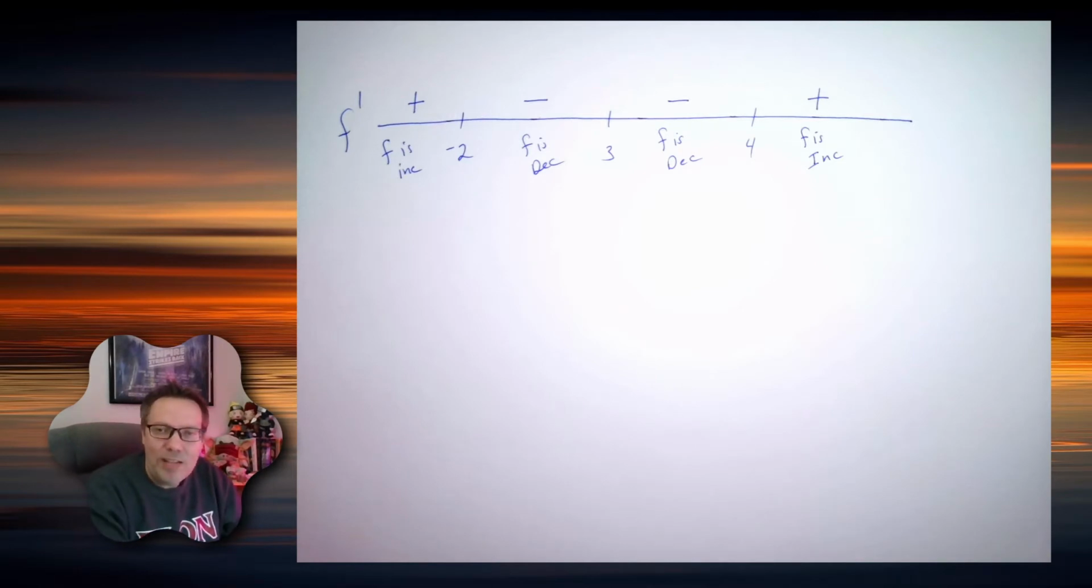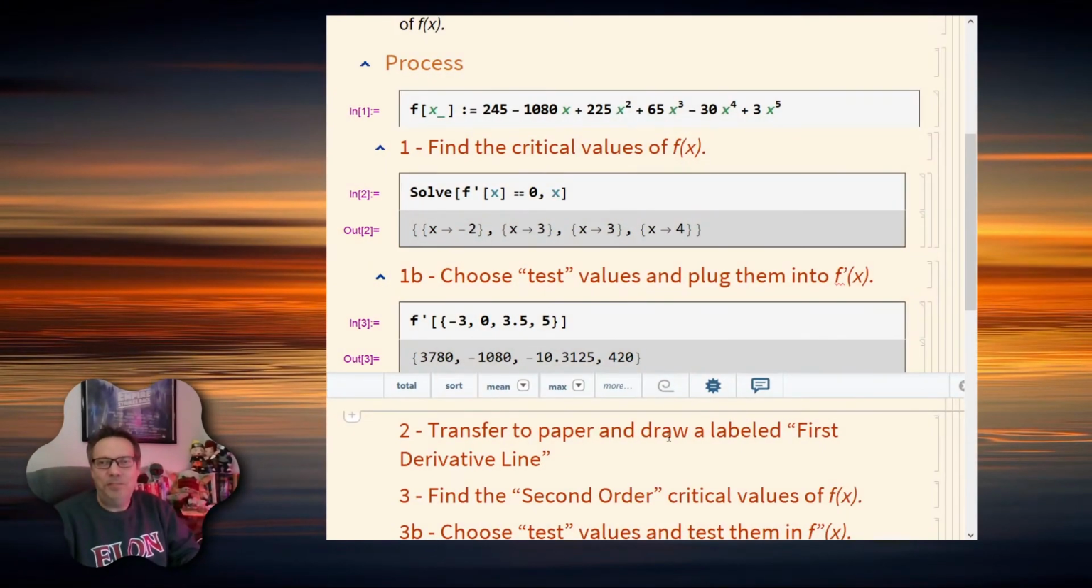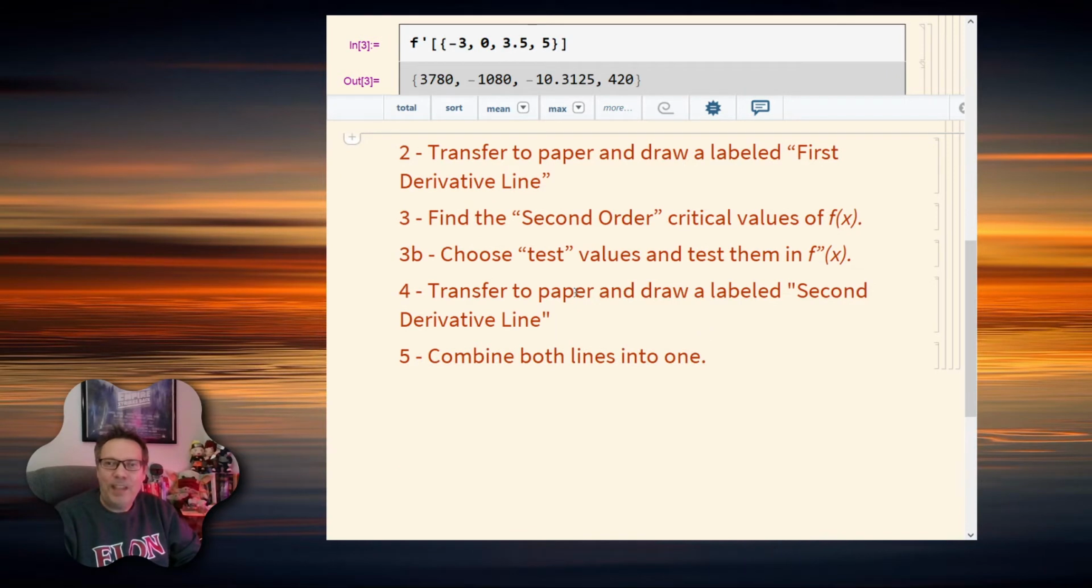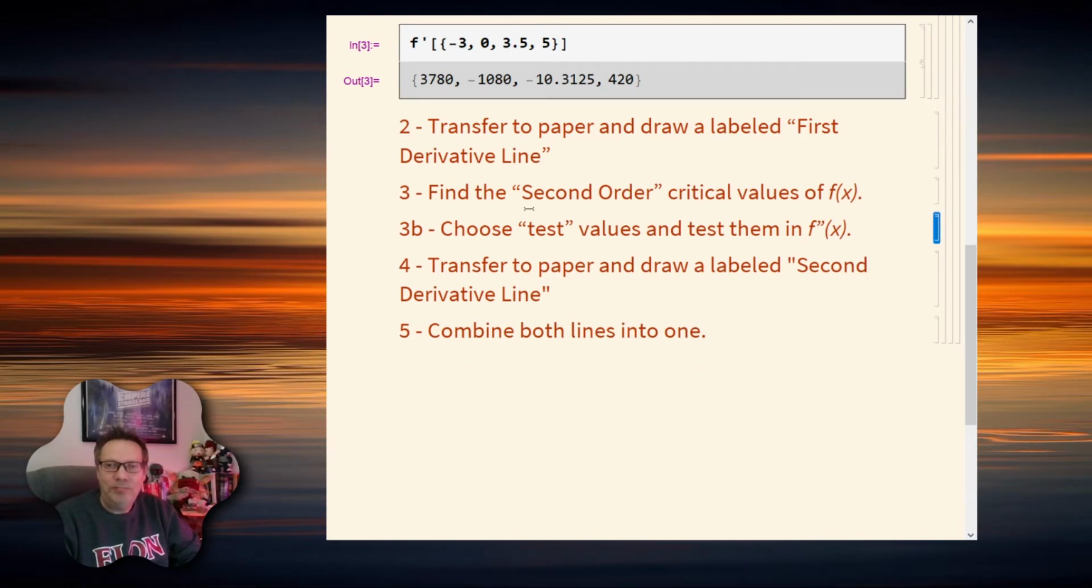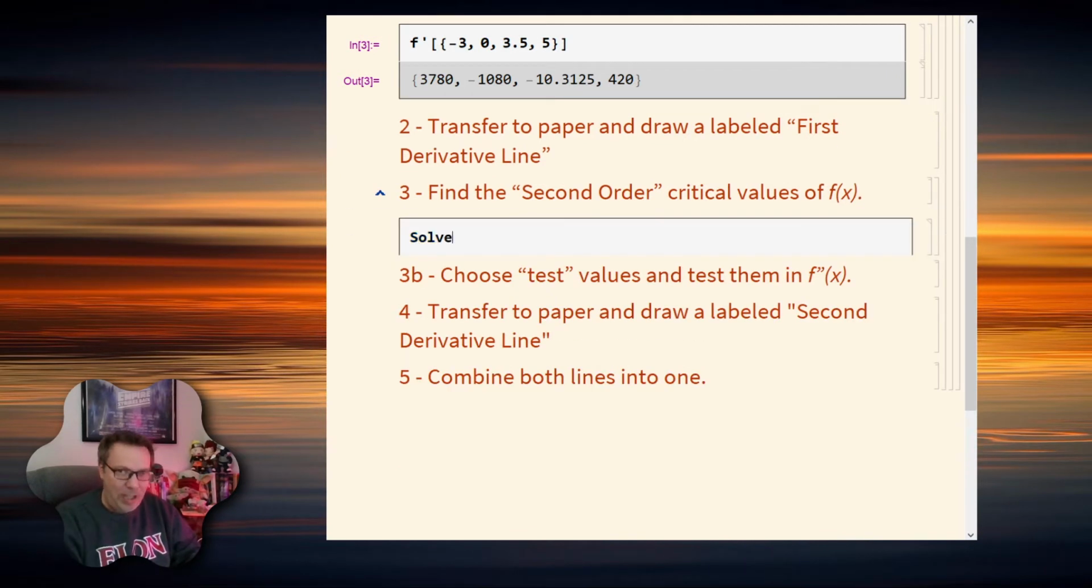Now I'm going to go through the same process for the second derivative. So let's see how this goes. The second derivative. I'm going to solve not for the first derivative, but the second derivative being 0.